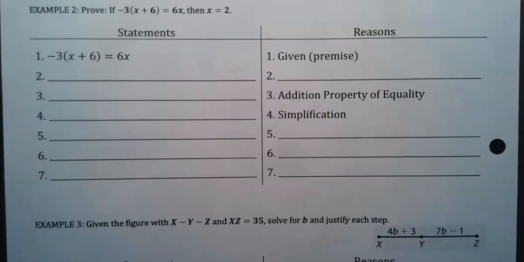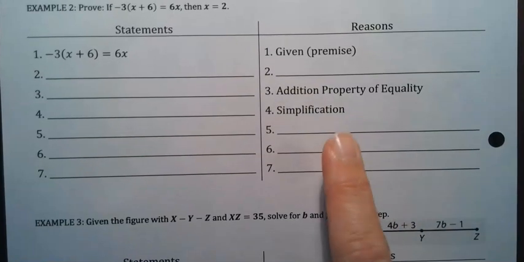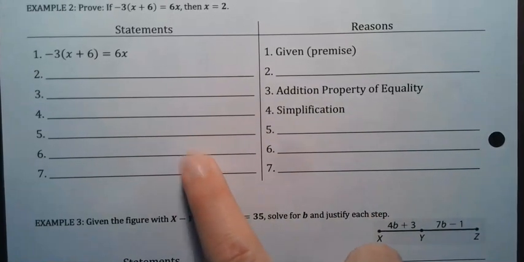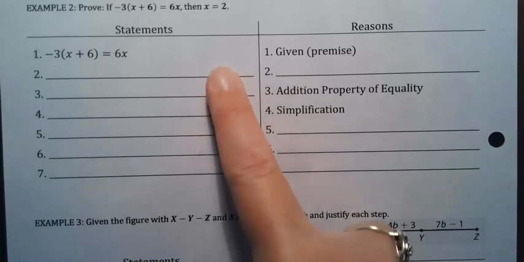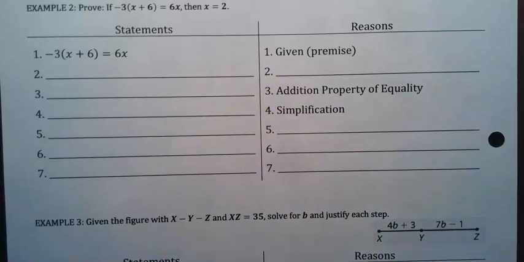Still a 2-column proof, but this time we're given some reasons and we have to do some of the statements. Okay, and sometimes we have to do both. So in this first one, negative 3 times the quantity x plus 6 equals 6x. Okay, that's given. What should we do? When we see this problem, what should we do? Well, we should distribute, right? So we're going to write over here that we're going to use the distributive property. We're going to apply the distributive property.